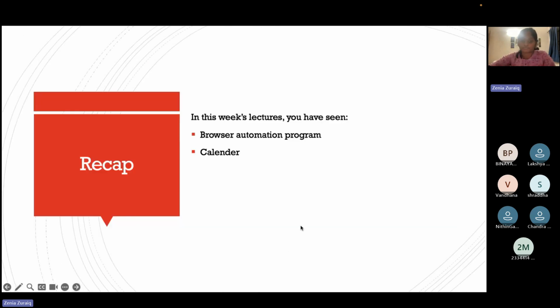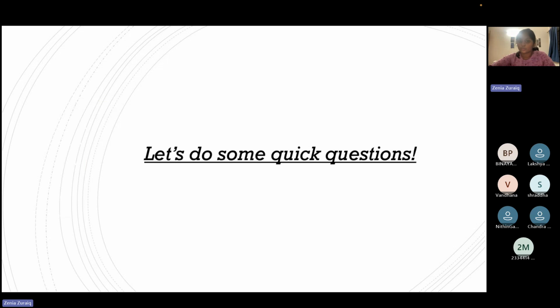Okay, so in this week's lectures, which is week 11, you use the Selenium library to talk about browser automation kind of programs. That is where you're actually using Python to interface with your browser or with an app or something like that. So you have something called an API, which you use. And you also saw some calendar programs, with some interesting patterns that you can decode using a calendar. So I think we can straight away go into doing some questions.